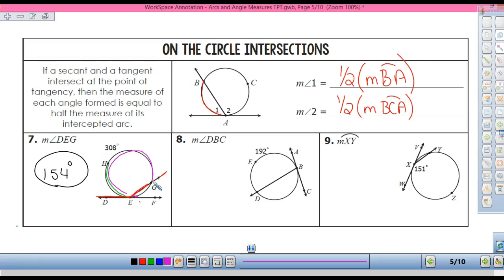Well, D and F have to do with the angles. F, E, G, and D, E, G, because the D has to do with the angle. It doesn't have to do with the circle, it has to do with the angle. Okay, so DBC is this angle right here. But do I have the intercepted arc? I don't have the intercepted arc. Can I find the intercepted arc? Yes. How?